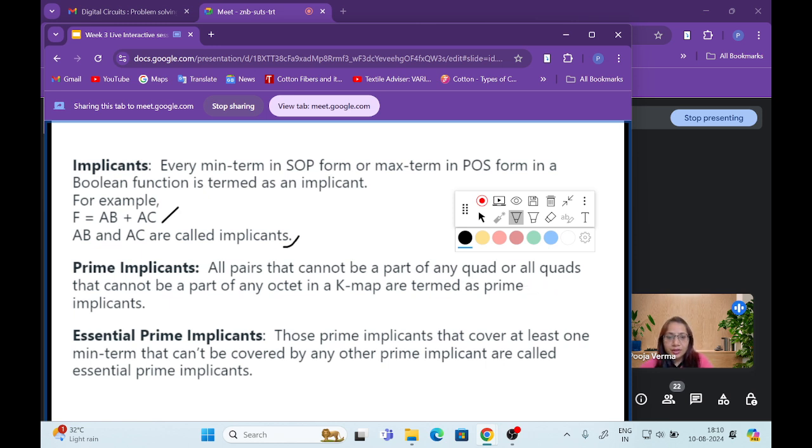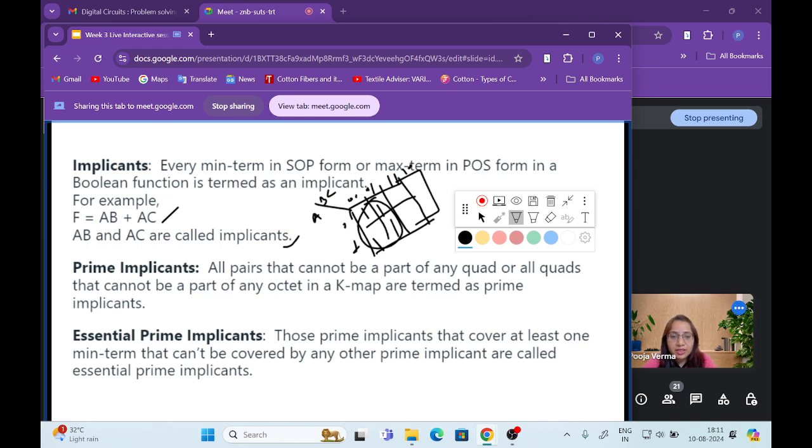So all the pairs, as we already know, the K-map, the example of a three variable K-map. It is A, or BC, where it is 0 0, 0 1, 1 1, and 1 0. So all the pairs that cannot be, for example, if there is a quad, it means the combination of four cells that cannot be part of an octet in a K-map is termed a prime implicant.